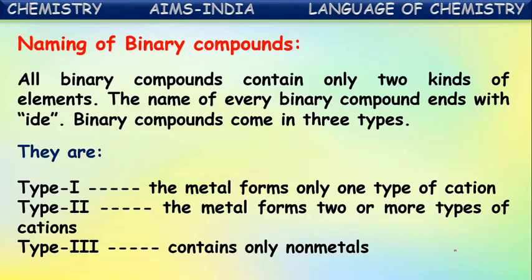Then the third one is type 3 binary compounds. They contain no metals in them. They contain only non-metals. Both will be non-metals only. They are called type 3 binary compounds.